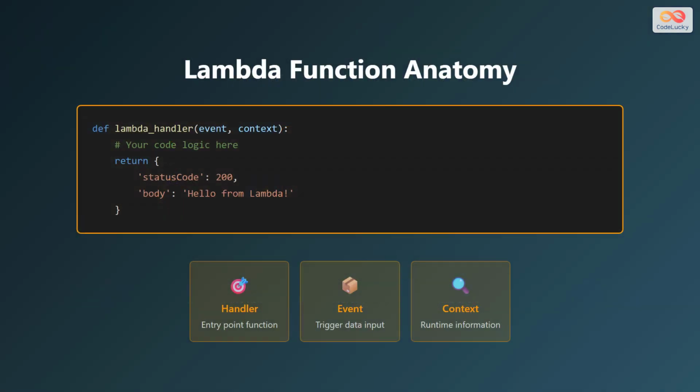Every Lambda function has 3 core components. The handler is the entry point function that Lambda calls when your function is invoked. The event parameter contains the trigger data input passed to your function. The context parameter provides runtime information about the execution environment. In this Python example, we define a Lambda handler function that accepts event and context parameters. The function processes the logic and returns a response with a status code of 200 and a body containing hello from Lambda.